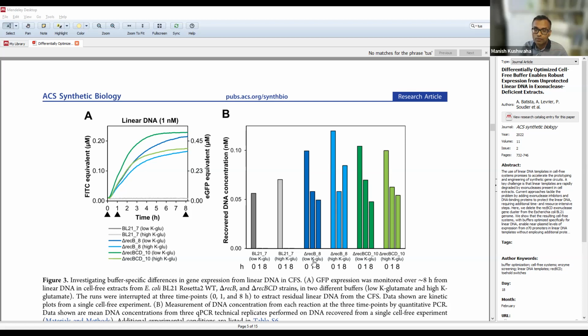But in the extract with the delta recB or the delta recBCD, you see a reduction in the amount of DNA as time goes by, but there doesn't seem to be any substantial difference between the low K glutamate and the high K glutamate settings in either of those two lysates. So that told us that it's not really the linear DNA that is being protected better. At this point, we were quite puzzled and we started digging into the literature more.